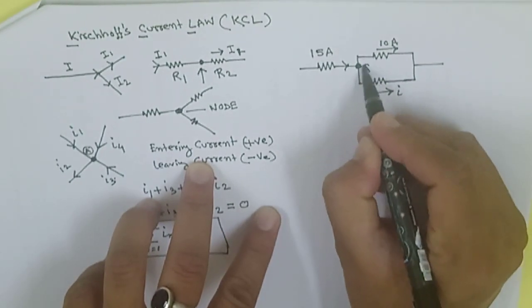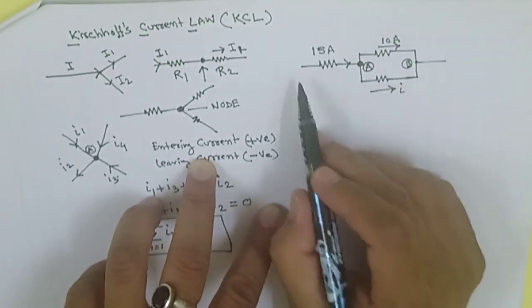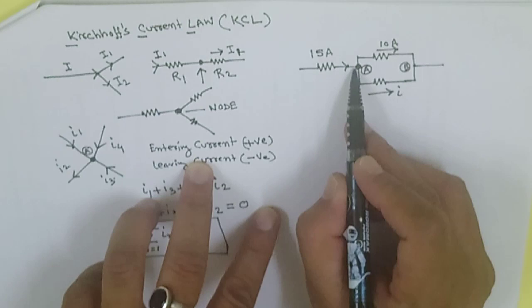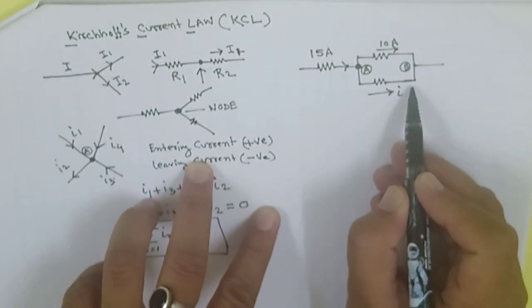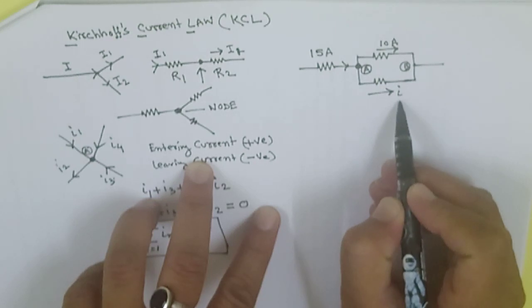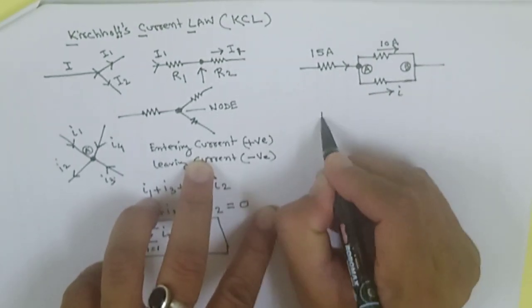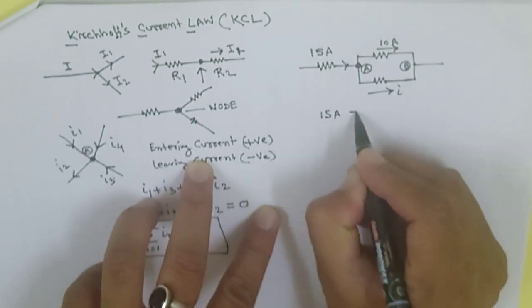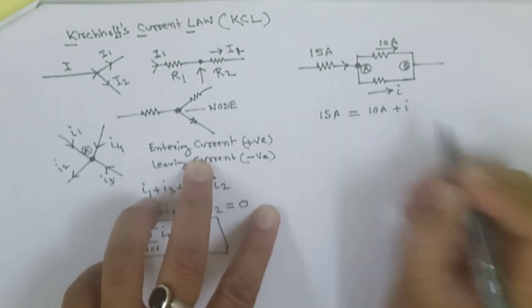This is the node junction A, and there is another node junction B. So here you consider 15 ampere is entering, and both the currents are leaving. This one also leaving, that one also leaving. So how much is the current I? We can consider the entering current 15 ampere equal to the leaving current, 10 ampere plus I.